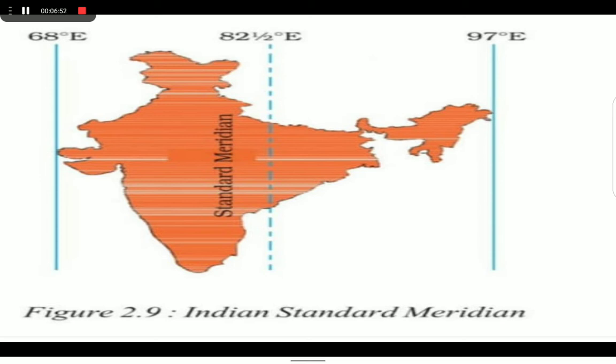So here, why has 82.5 degrees east longitude been selected as the standard meridian of India? 82.5 degrees east longitude has been selected as the standard meridian of India because it is situated in the center of all longitudes and latitudes in which our country India is located. It passes through Allahabad and Mirzapur in Uttar Pradesh.